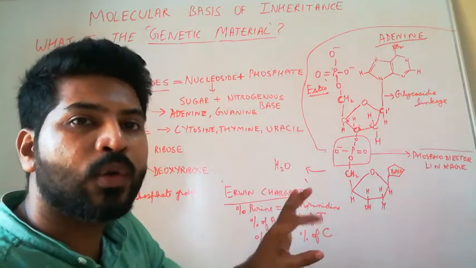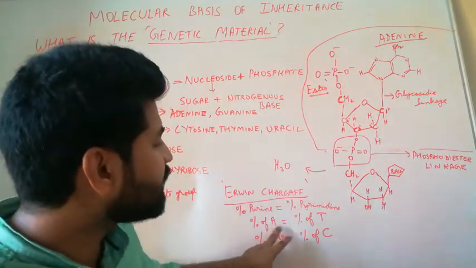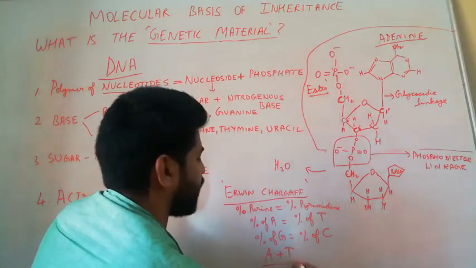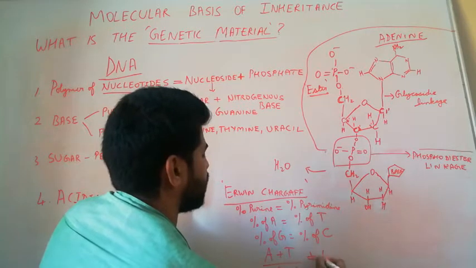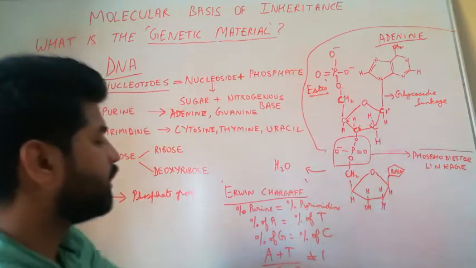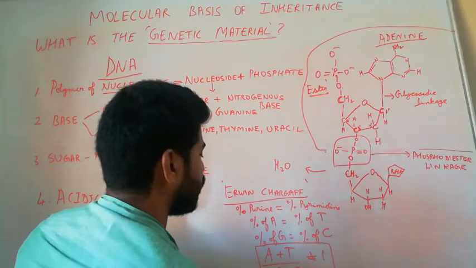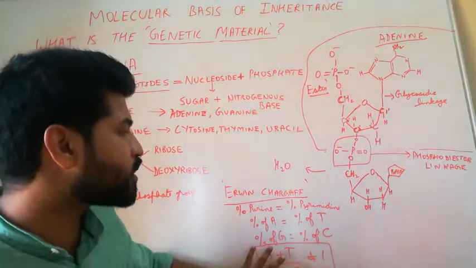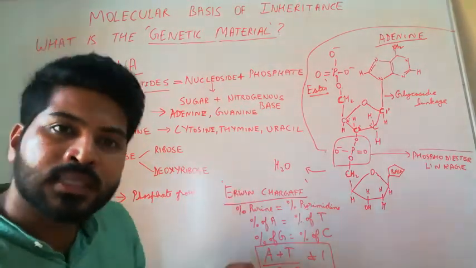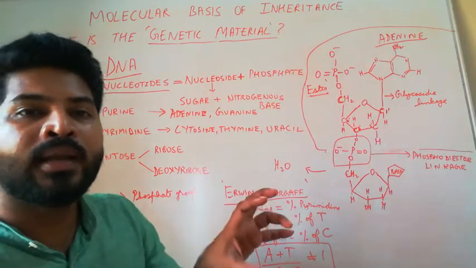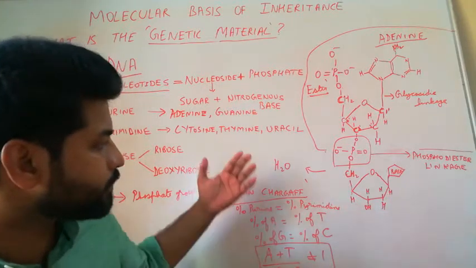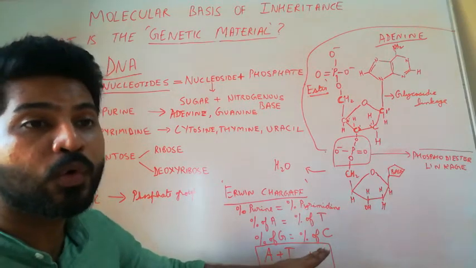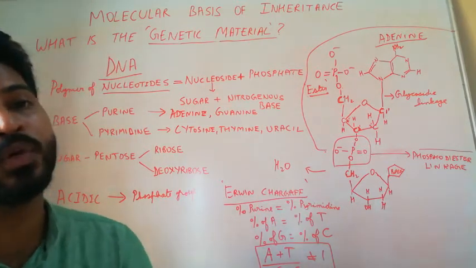Purines are always equal to pyrimidines, adenine is always equal to thymine, and guanine is always equal to cytosine. If you have to put it in the form of a formula, we can say that (A + T) divided by (G + C) is not equal to 1. This is a unique ratio which varies from one organism to another. Every organism has a unique ratio of purines and pyrimidines, and this can be used to identify and classify organisms based on the percentage of purines and pyrimidines present. So (A + T) divided by (G + C) is not equal to 1, and this value varies from one organism to another.